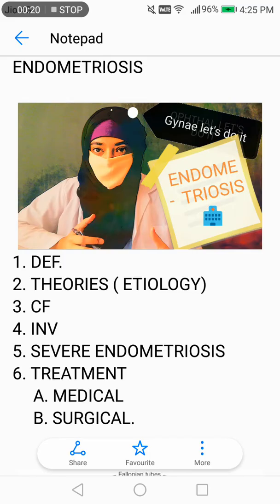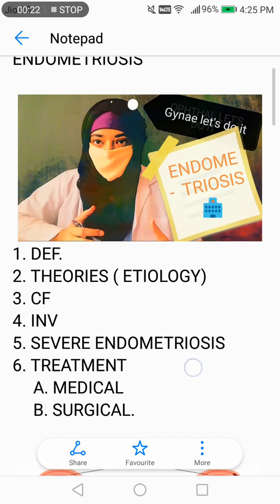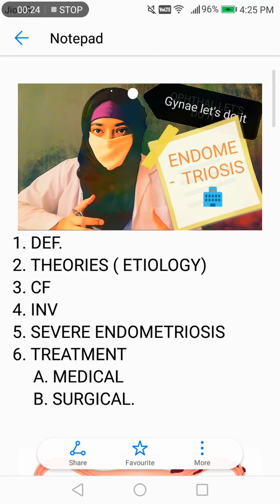So what do you mean by elsewhere? Like, what are the most common sites where it is usually seen? The most common site is the ovary, followed by the pouch of Douglas, and it may also be seen in the uterosacrals. So ovary, pouch of Douglas, uterosacrals.